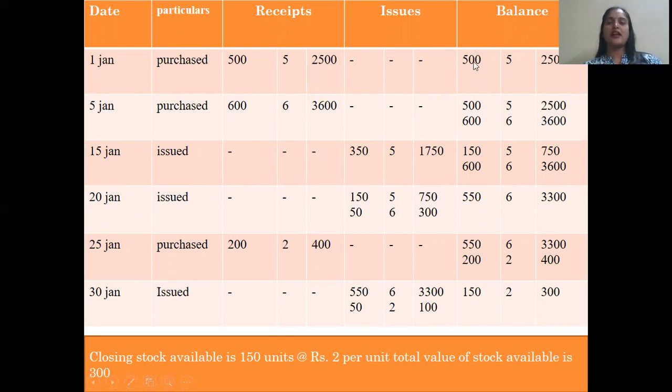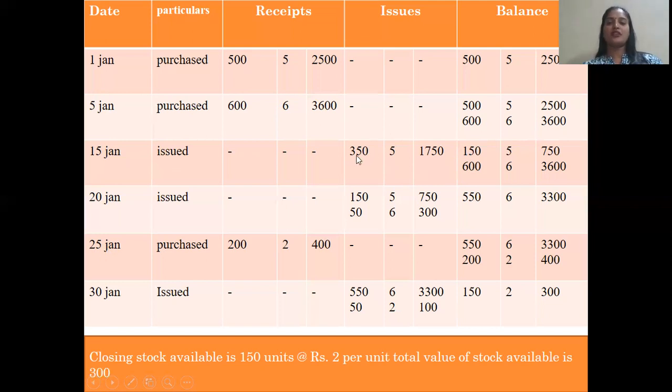Earlier we had a balance of 500. Now take the same balance 500 and cost per unit is 5, amounted to 2,500. Now we have purchased on 5th. Take the balance here 600, cost per unit is 6, amounted to 3,600. And on 15th, we have issued. How many units have been issued? 350 units were issued. The cost per unit is 5, amounted to 1,750.